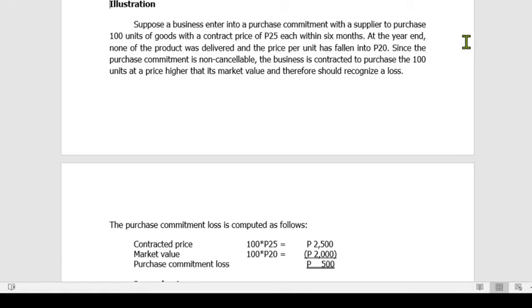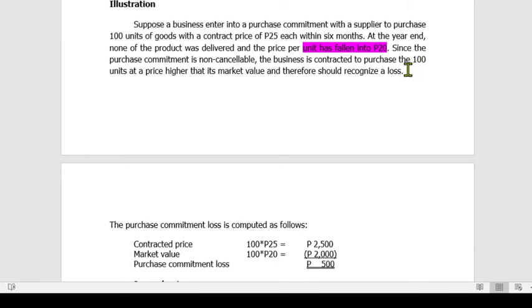At the year end, none of the product was delivered and the price per unit has fallen to 20. So, bumaba yung presyo to 20. Ine-expect niya na tataas pa yun pero bakit bumaba? Since the purchase commitment is non-cancelable in the business, hindi na niya pwedeng i-cancel daw yung purchase commitment. And the business is contracted to purchase 100 units at a price higher than its market value.